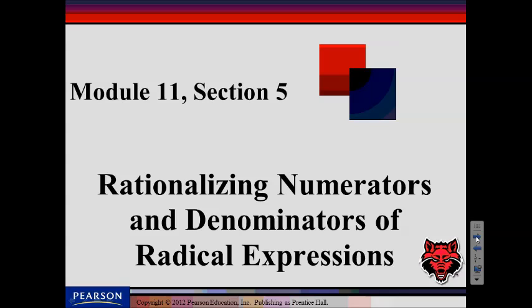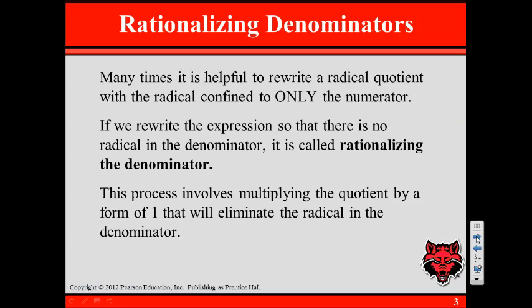In Module 11, Section 5, we will look at rationalizing denominators of radical expressions. Many times it is helpful to rewrite a radical quotient with the radical confined to only the numerator. If we rewrite the expression so that there is no radical in the denominator, it is called rationalizing the denominator. This process involves multiplying the quotient by a form of 1 that will eliminate the radical in the denominator.